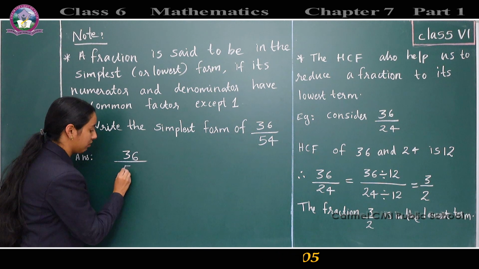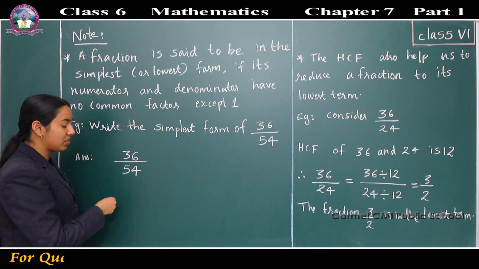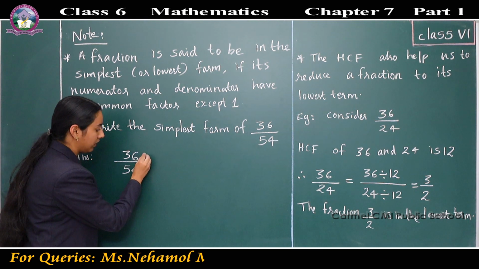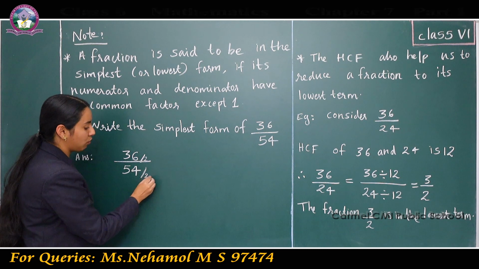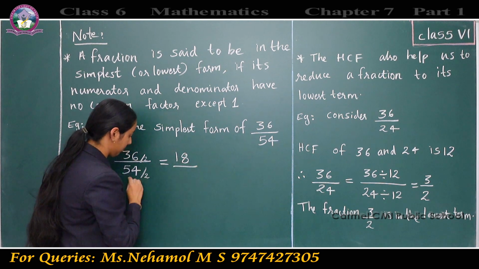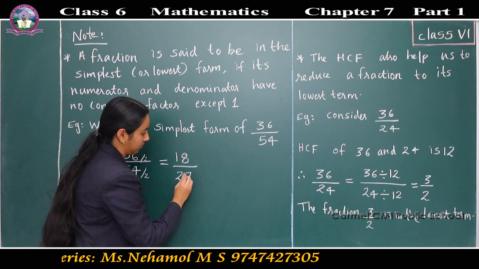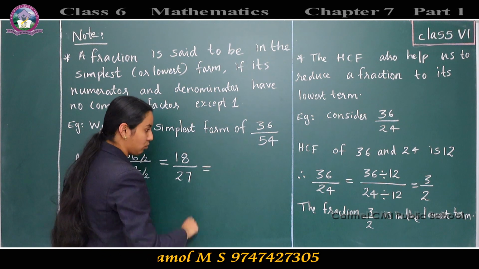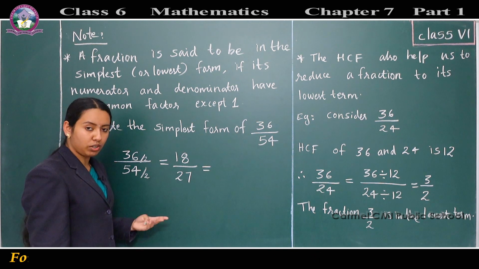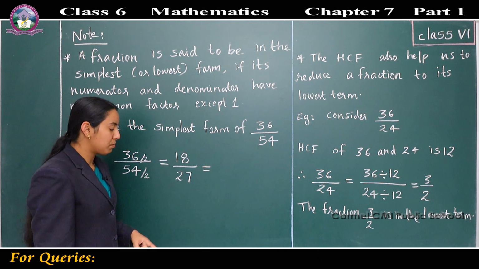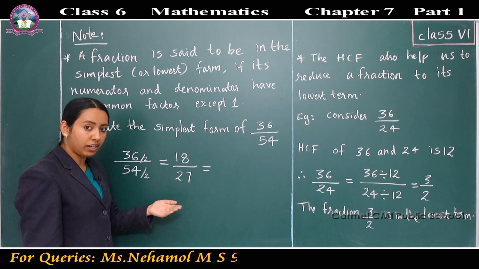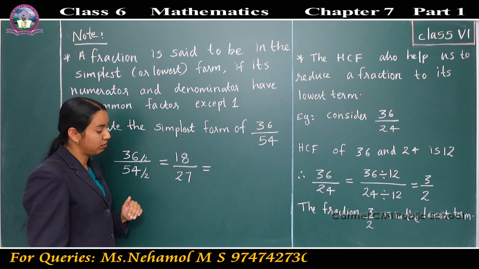36 by 54. To get the simplest form, we have to divide both numerator and denominator by the same number. 36 is divisible by 2. 54 also divisible by 2. 36 by 2 is 18. 54 by 2 is 27. Then again we can convert this to its lowest term. 18 is divisible by 3, 27 also divisible by 3. But 18 is divisible by 9, 27 also divisible by 9. So, it is better to take 9 than 3 to get the simplest form.